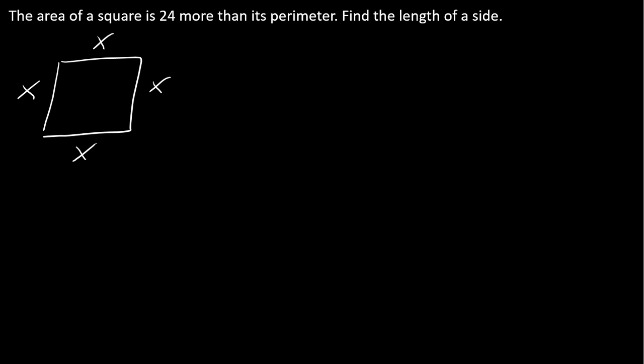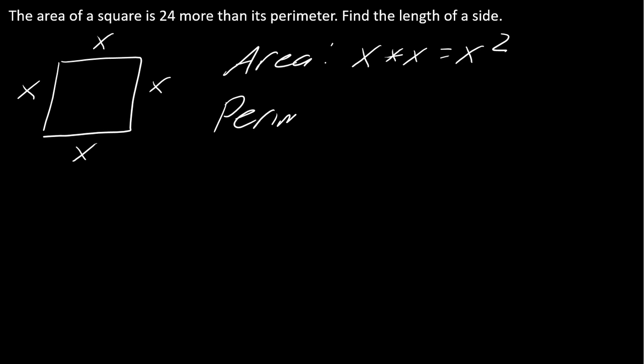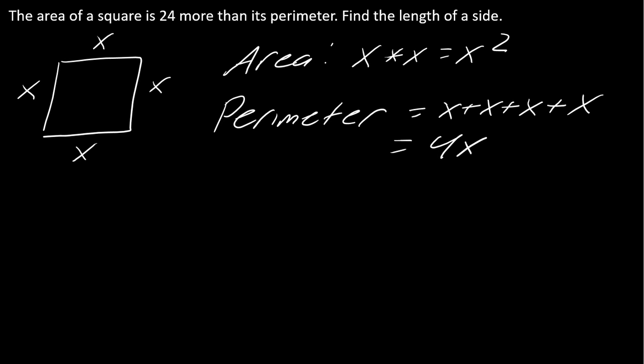Okay, so the area of a square, so what is the area of a square? If I think about this, that's x times x. So the area of a square is x squared. And then the perimeter of the square is x plus x plus x plus x, which is 4x.